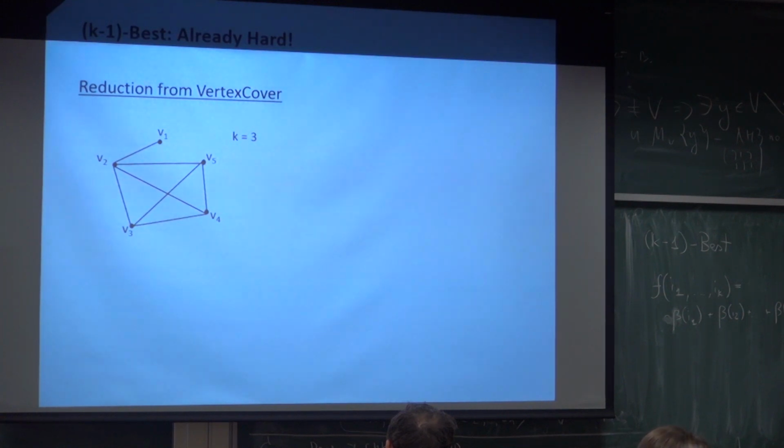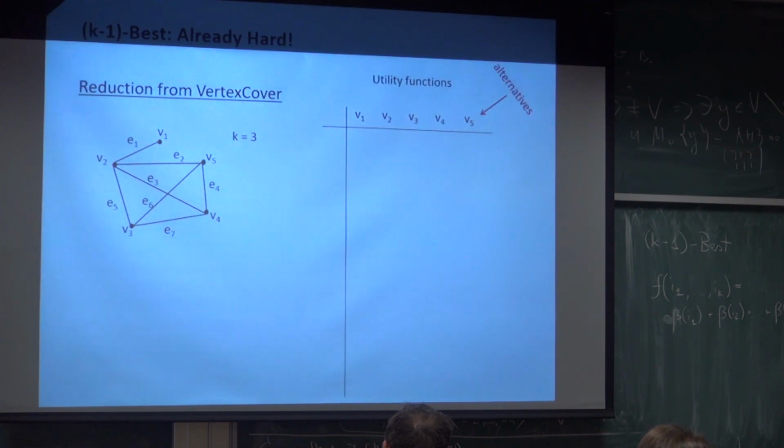As I told you yesterday, in vertex cover we are given some graph and some number, and we're asking: is it possible to choose k vertices so that every edge is touching some chosen vertex? Here, for example, if I choose V2, V5, and V4, then I have a perfect vertex cover. I can give names to the edges, and I can express my utility function, which is essentially the value I'm associating with each candidate. So my candidates are the vertices.